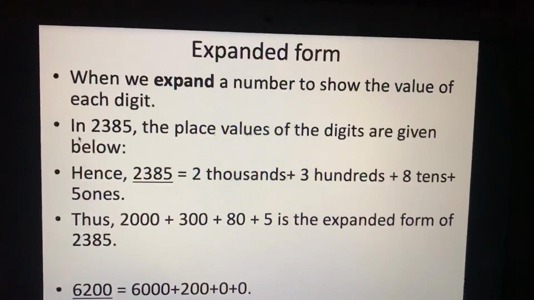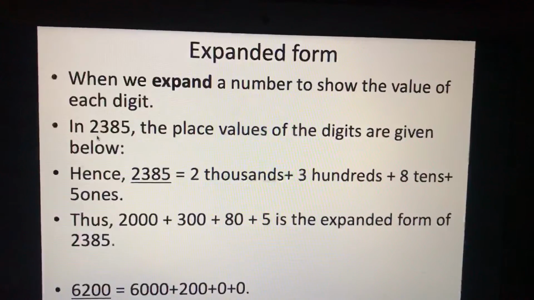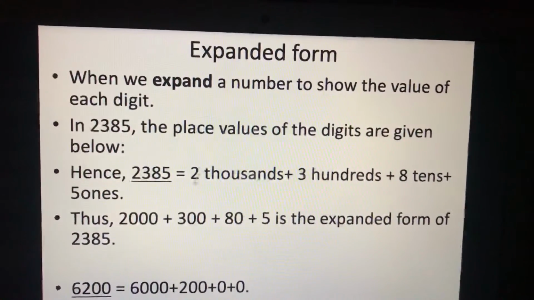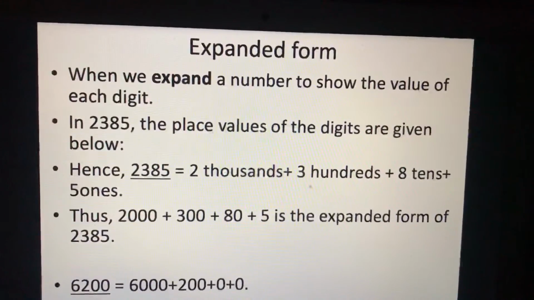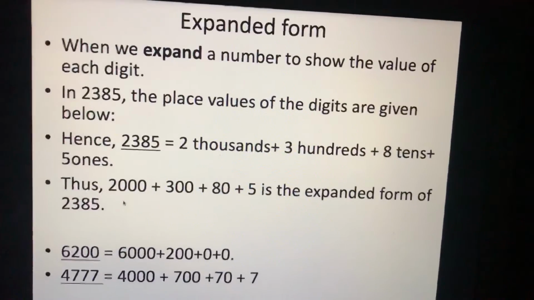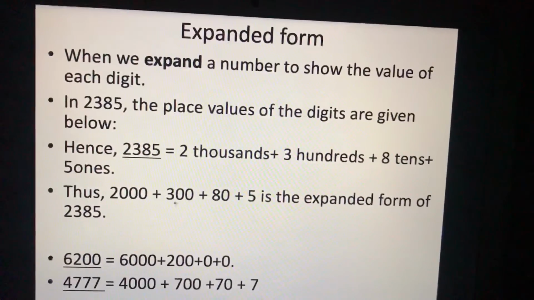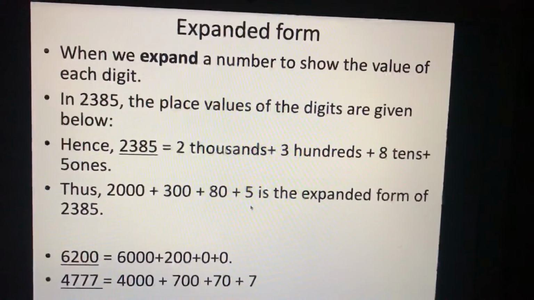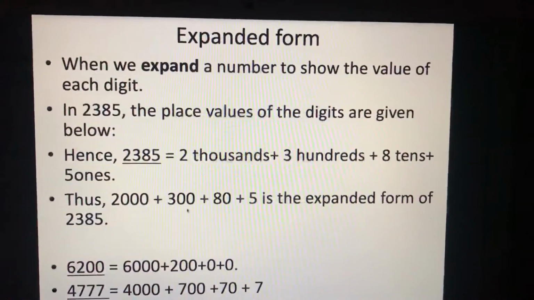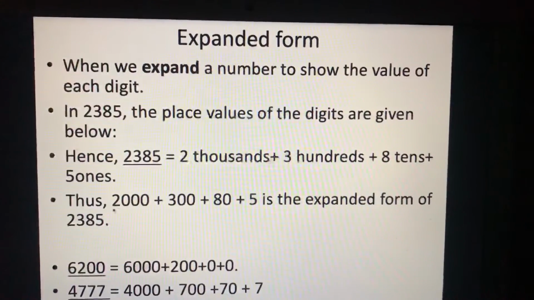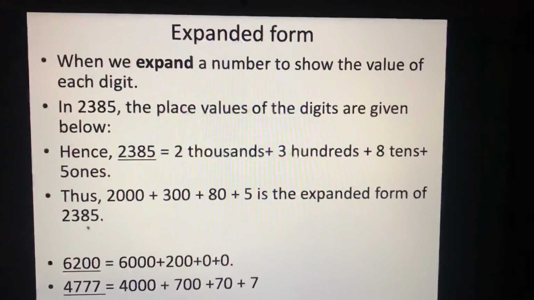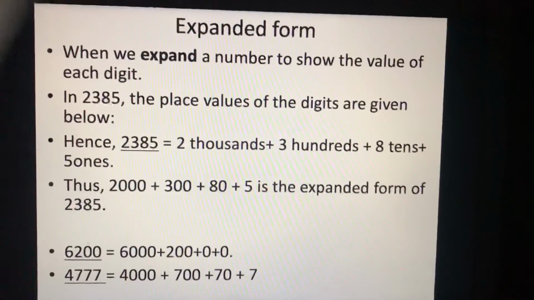We take some more examples. The first example is 2385. The place value of each digit is written here: 2 thousands, 3 hundreds, 8 tens and 5 ones. In expanded form, we can write it like this: 2000 plus 300 plus 80 plus 5. At ones place, we can write 5, at tens 80, at hundreds 300, at thousands 2000. It becomes 2385.